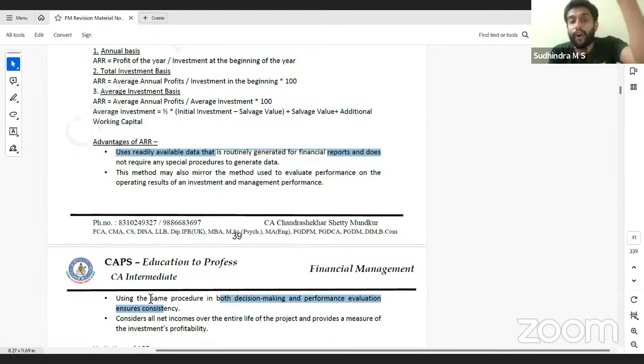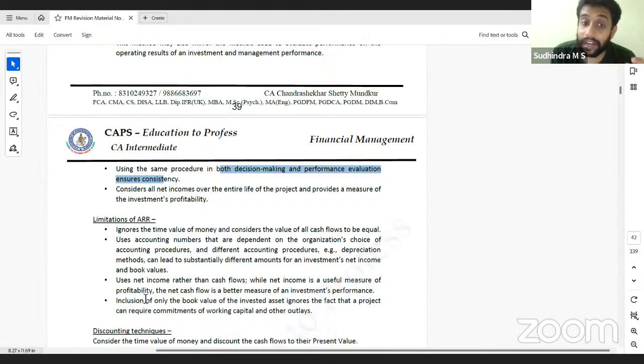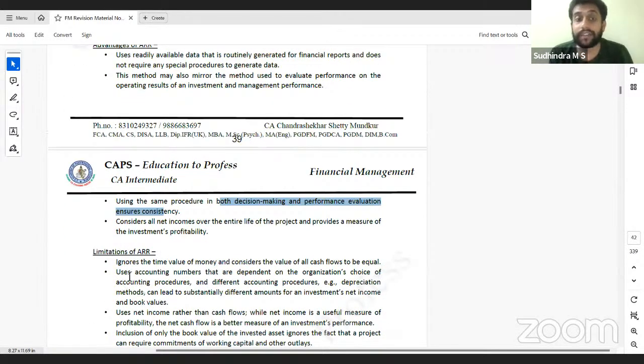Then it considers all the income over the entire life, unlike payback period. In payback period, we are only focusing on cash flows up to that payback period. Beyond that, we are not focusing. Whereas here, we consider cash flows or incomes of all the years over the entire life of the project and provide a measure of the investment's profitability. Whereas the disadvantages: the first point is the same, time value of money. The second point is that here we are focusing on accounting numbers. When I say accounting profit, it depends on the accounting policy of the entity. Depreciation depends on the policy of the entity. It can be WDV or SLM.